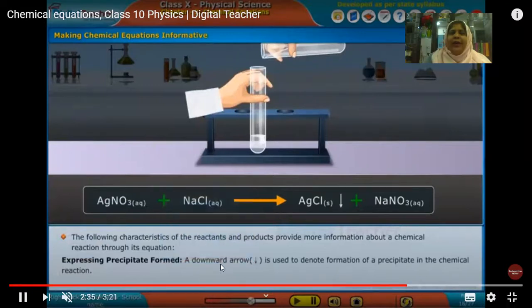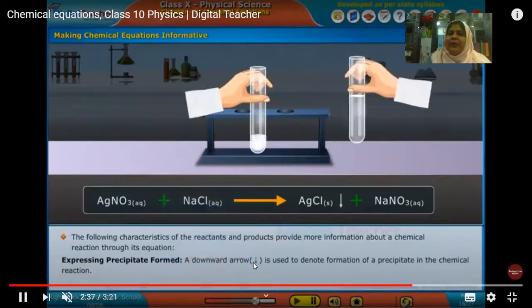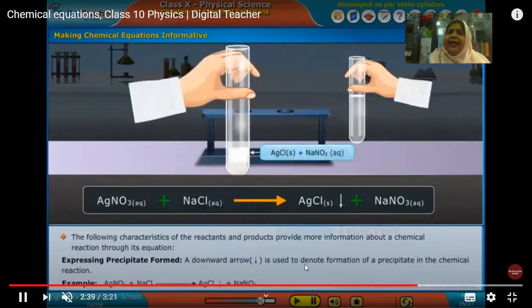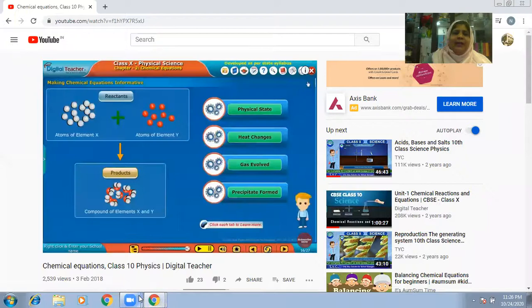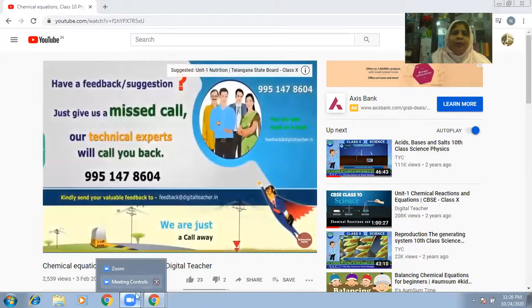So in the following expression, if you see the down arrow, it denotes that the formation of a precipitate has taken place in this chemical reaction. So this was very important for you to understand the different components of your reaction.